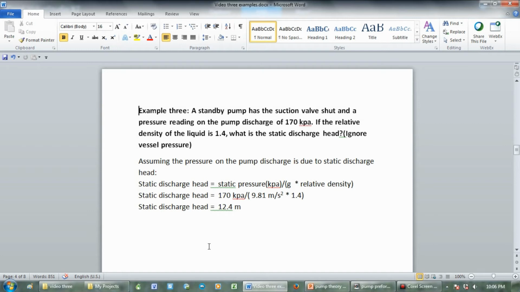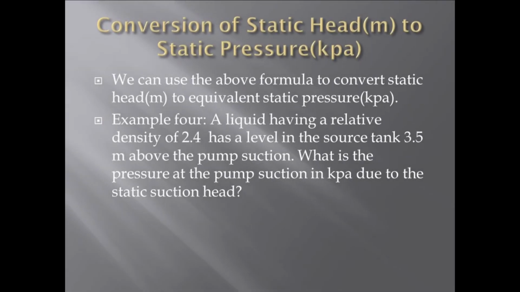So the pressure showing on the pressure gauge on the discharge of the pump of 170 kPa would be attributed to 12.4 meters of vertical height of liquid. We can use the above formula to convert static head to equivalent static pressure in kPa.